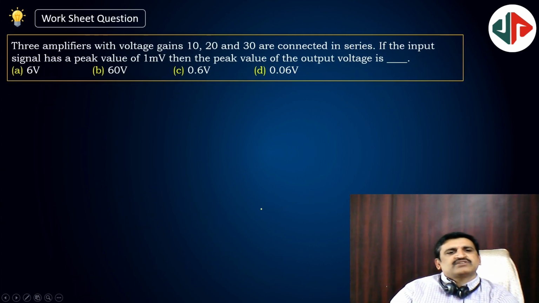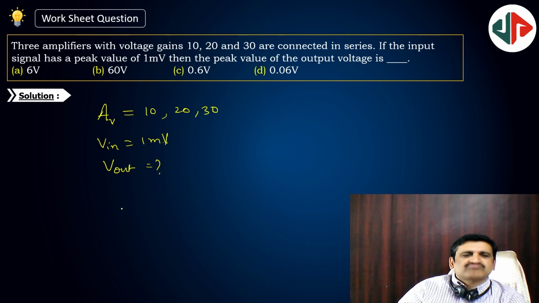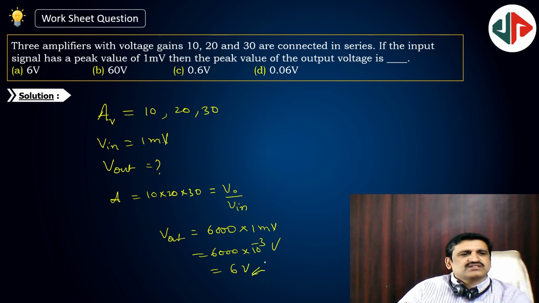Three amplifiers with voltage gains, amplifications in voltage are 10, 20, 30. If the input signal Vin is equal to 1 millivolt, then Vout is equal to how much? Net amplification is equal to 10 into 20 into 30, which is equal to Vout by Vin, right? So Vout is equal to 600 into Vin, which is 1 millivolt. So 600 into 10 to the power of minus 3 volt. So it is 6 volts. Option A.